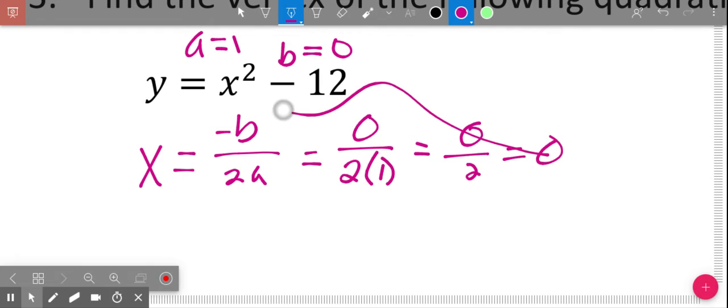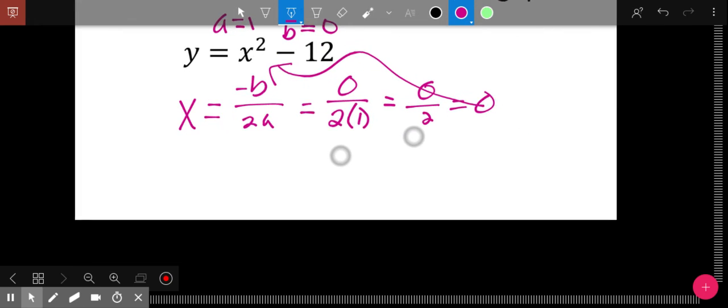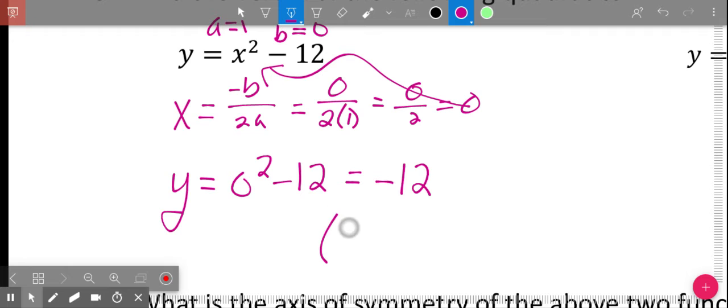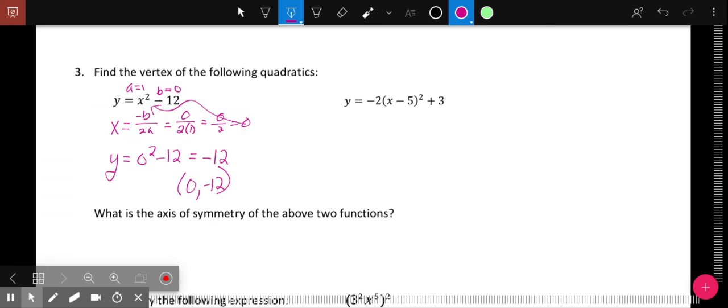So then we would need to plug that back in. And we'll have y is equal to 0 squared minus 12. Well, 0 squared is just 0, and 0 minus 12 just gives me -12. So my vertex is going to be 0, -12. All right, so that's the vertex for this one.